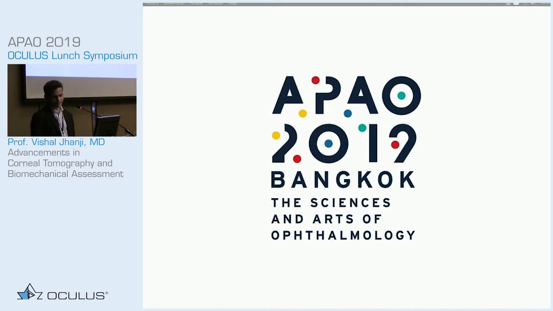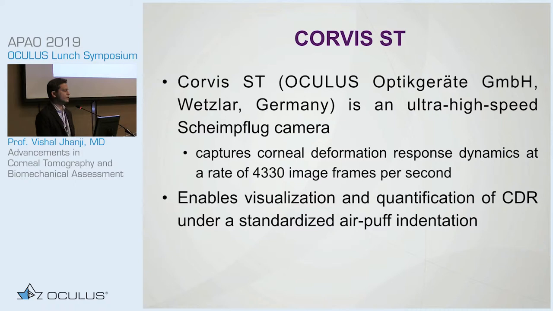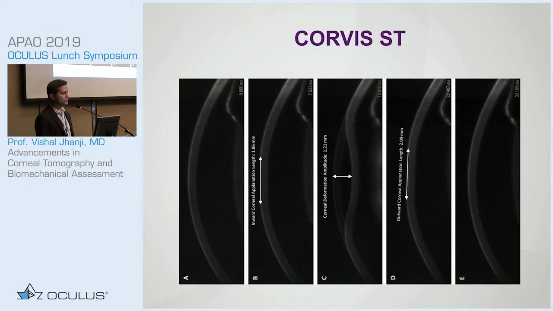It's an ultra high speed Scheimpflug camera. It captures corneal deformation response dynamics at the rate of more than 4,000 image frames per second. So basically you see the corneal deformation response against a puff of air. That's how the images on Corvis ST look like.